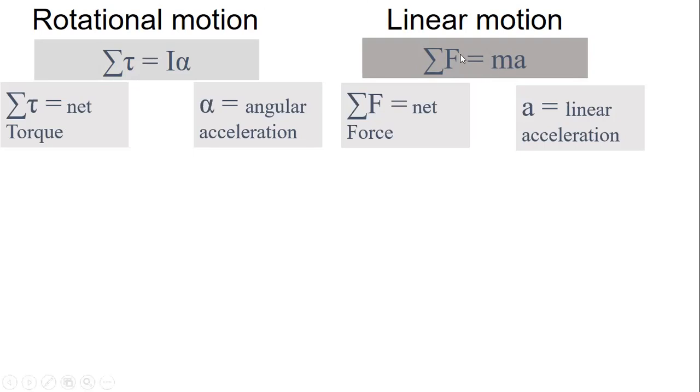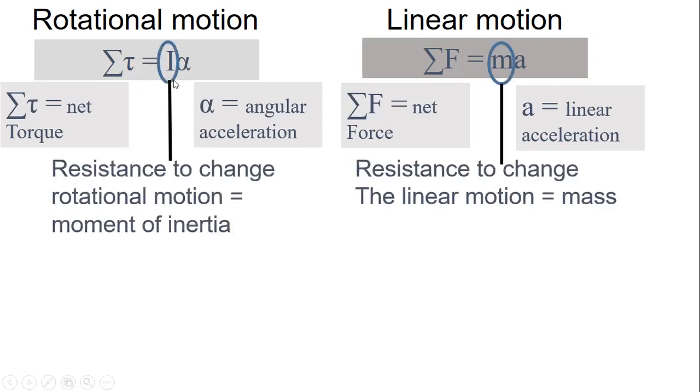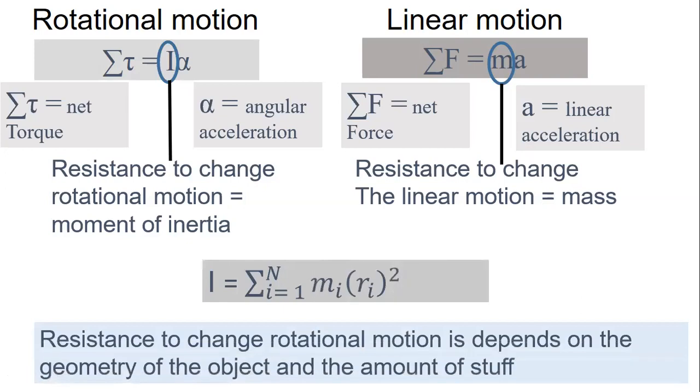Then instead of m, here I have I, and that I is the resistance to change in rotational motion. That's called the moment of inertia or rotational inertia. Here the mass is the resistance to change in linear motion, right? So if you have a heavy mass, it's hard to move linearly. If we have a higher rotational inertia, then it's hard to rotate. Then this I is the interesting, new factor here.